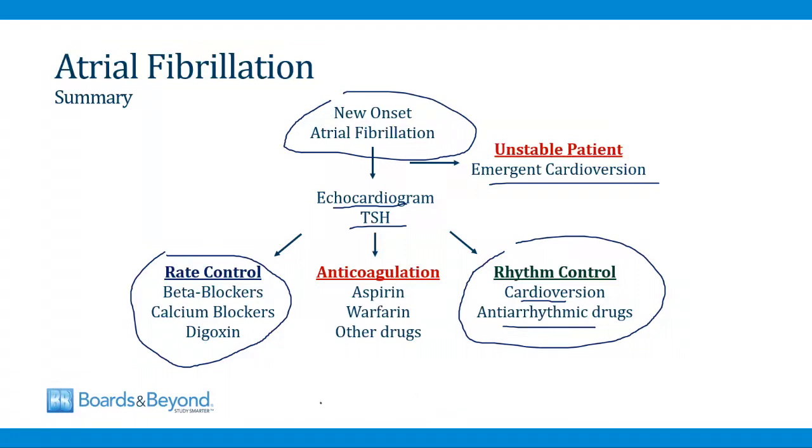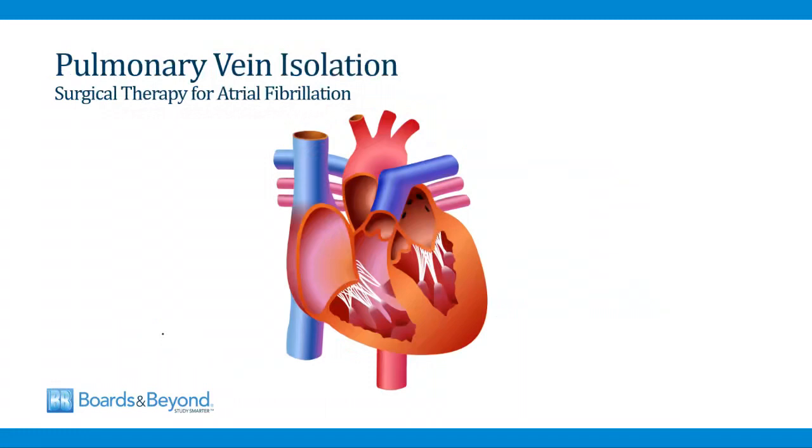And then finally, no matter which strategy you select, rate control or rhythm control, you must prescribe appropriate anticoagulation with aspirin, warfarin, or other drugs based on the CHADS-VAS score. There is a surgical procedure that can be used in patients who have refractory atrial fibrillation. This is atrial fibrillation usually that's symptomatic and continues to recur despite medication. The procedure is called a pulmonary vein isolation.